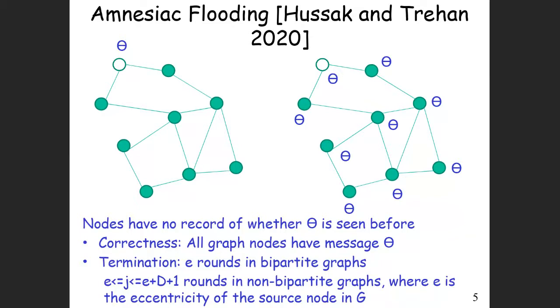The termination takes E rounds in bipartite graphs, and between E and E plus D plus 1 rounds in non-bipartite graphs, where E is the eccentricity of the source node. And in the asynchronous model, it is impossible to achieve termination.